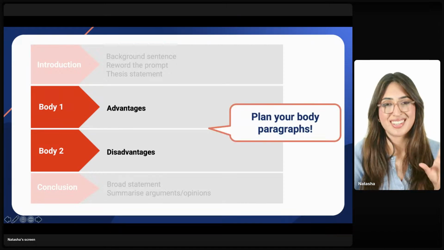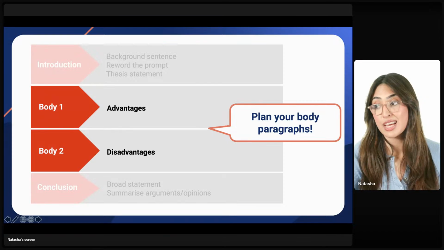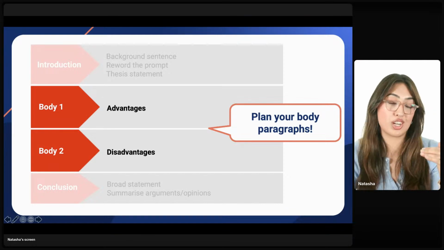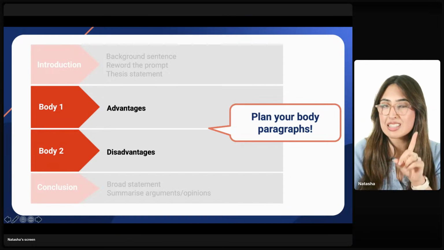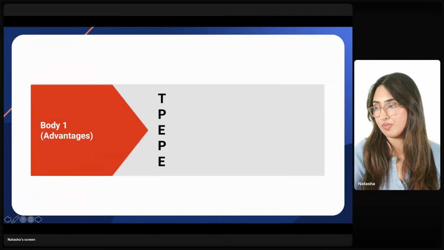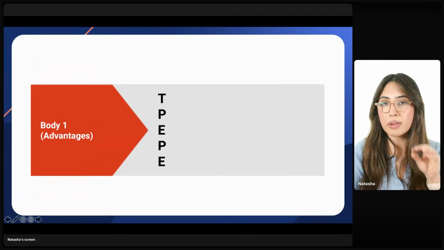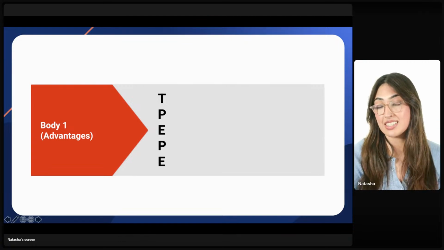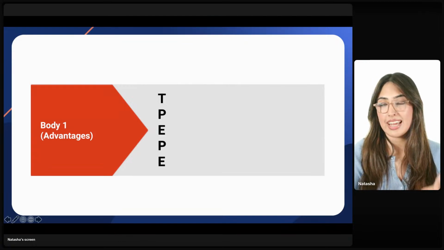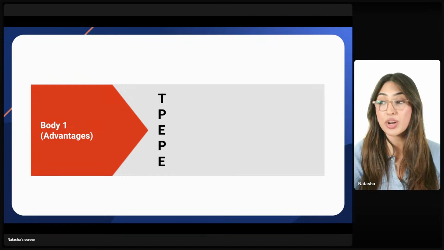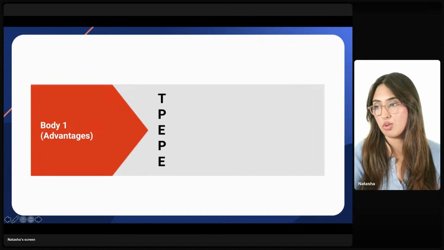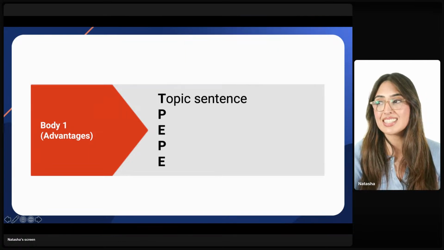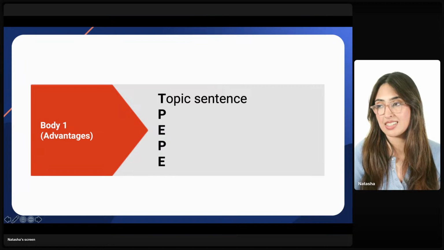So we're ready to plan our body paragraphs. But before we do, we need to know the structure of a body paragraph. So let's look at that in depth now. When we're planning a body paragraph, we need to have a set of sentences that follow this structure. And so you'll notice the letters on the side, and we're going to go through each one and what they stand for. The first sentence in your body paragraph needs to be a topic sentence.